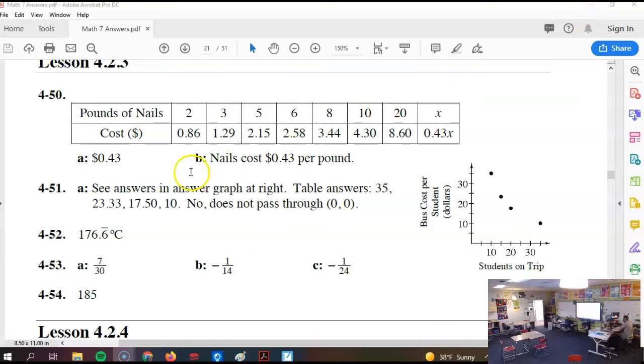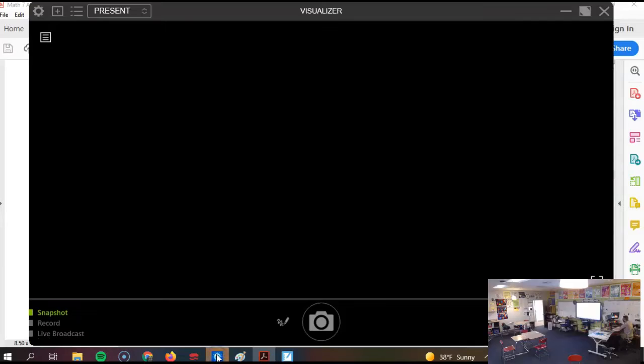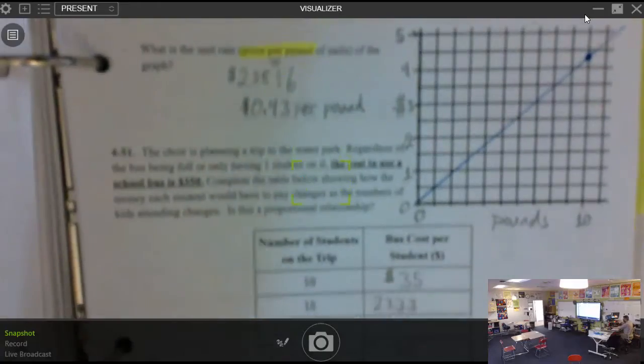So I'm going to go through each question from 4.2.3 and talk about them. And then we can slowly solve whatever we need to. So we already started talking about the bus question during class.